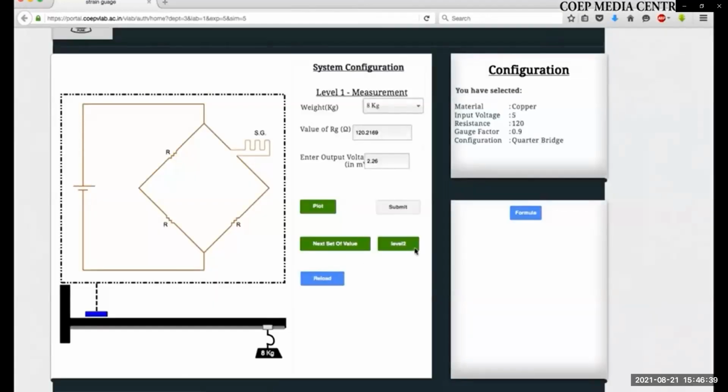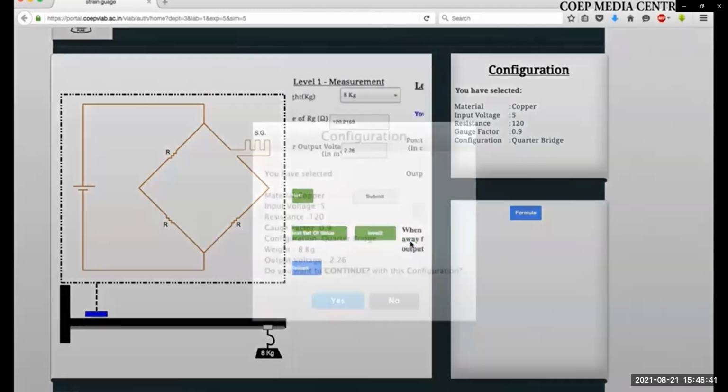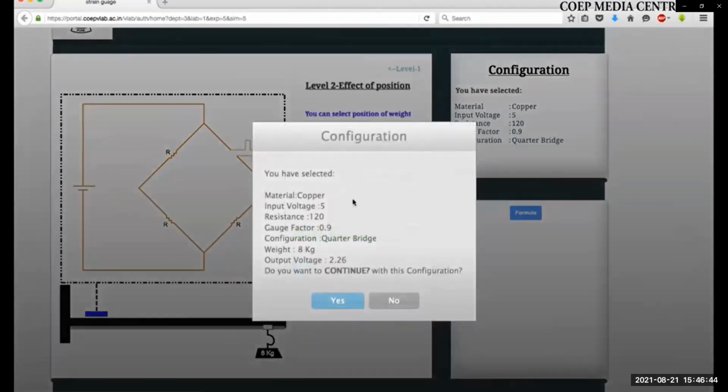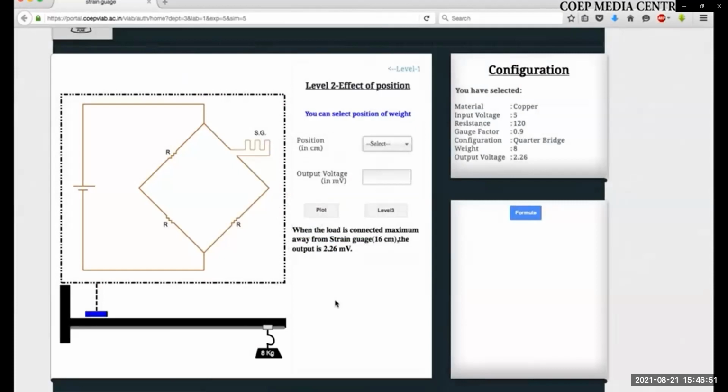Now you will find that level 2 is now on. If you click on level 2, this is used to demonstrate the effect of the position of weight on the output of the strain gauge bridge. Now select here the position in centimeter. For example, I select a position of 16 centimeter or 10 centimeter. The last weight we added was 8 kg, so this weight would remain as 8 kg.